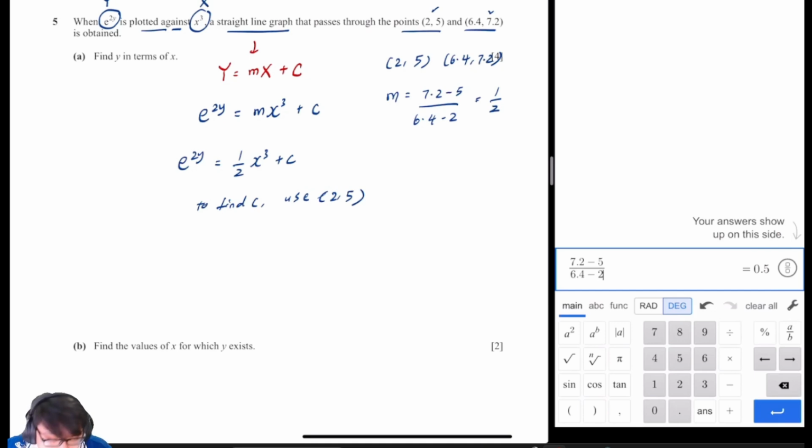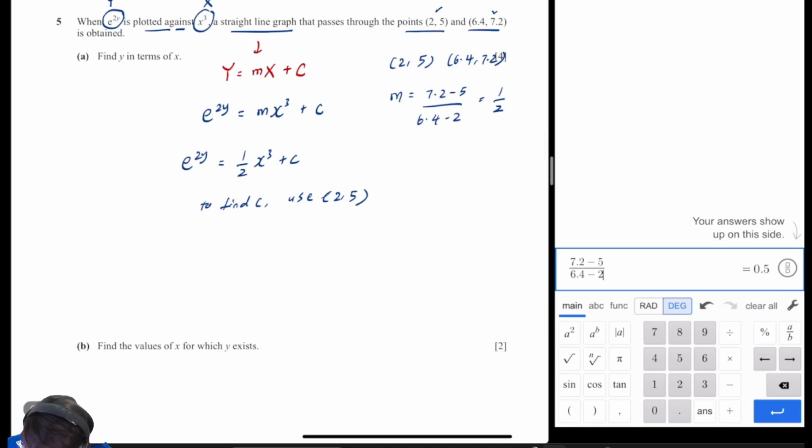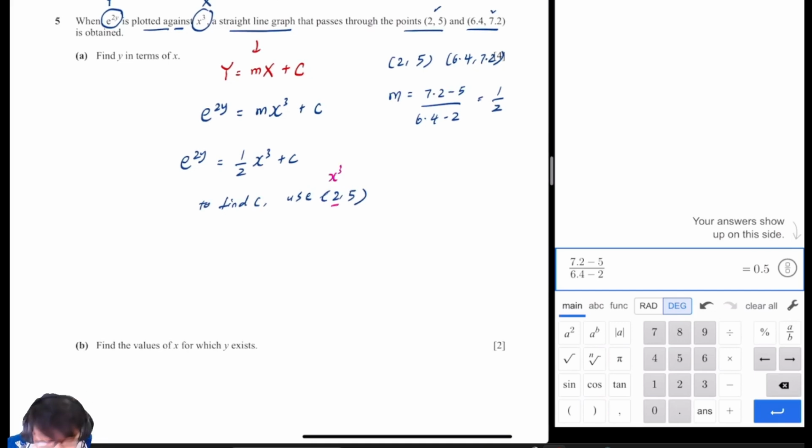Remember, we adjusted the axes. So the 2 here is actually your x cubed, and the y coordinate here is actually your e to the power 2y. So just replace the whole thing with 5 and this whole thing with 2. So 5 equals 1 plus c, therefore c will be 5 minus 1, which is 4.